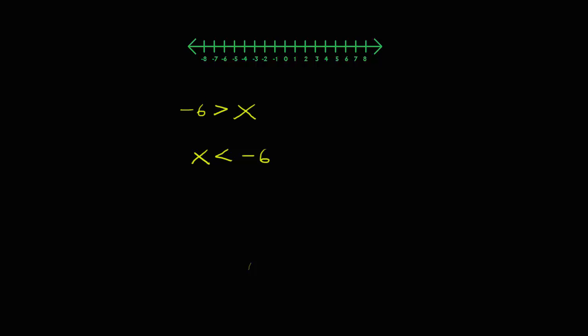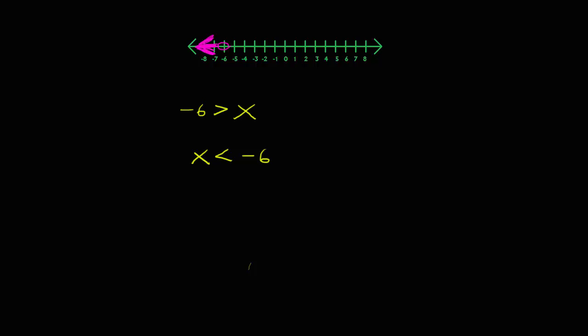variable is first, the direction of the graph and the direction of the inequality will be the same. I have an open circle at -6, and my inequality points to the left with my variable first, so my graph will point to the left, like that.